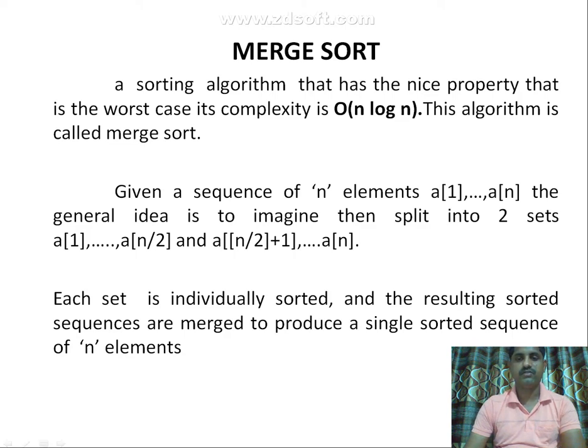When we have n elements, a of 1 to a of n, the general idea is to imagine that they are split into two different sets, that is a of 1 and so on a of n by 2 and a of n by 2 plus 1 and so on a of n. Each set is individually sorted and the resulting sorted sequences are merged to produce a single sorted sequence of n elements. It is called merge sort.